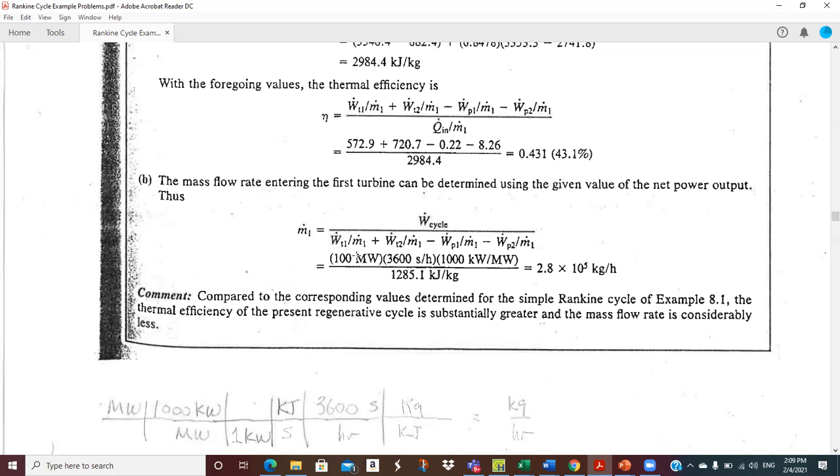And then the amount of power coming out of the cycle, the full power, is 100 megawatts. And then we've got to do some unit conversions in order to make the units cancel. So this is absolute power out divided by power generated per kilogram. And so you can solve for the mass flow rate out of that. So it's 2.8, what is that? 280,000 times 10 to the 5th kilograms per hour. So anyway, any other questions?